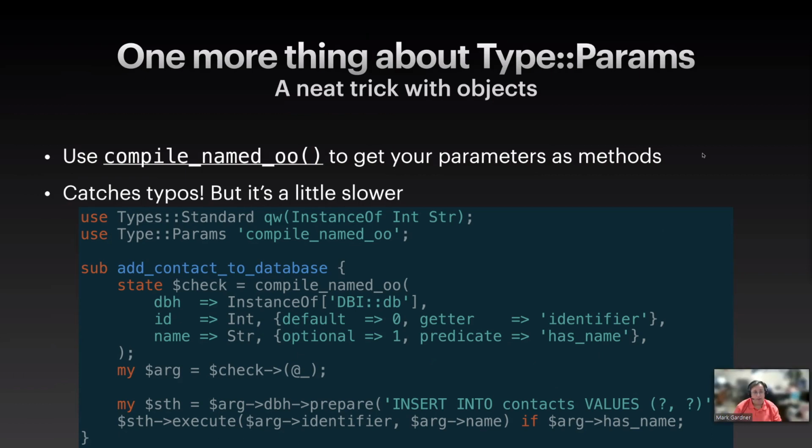I'm using this in here so that you can have shorter named parameters, but longer method names. Any other questions about type params? It has even more functions than this. I'll just let you know, I'm just scratching the surface.